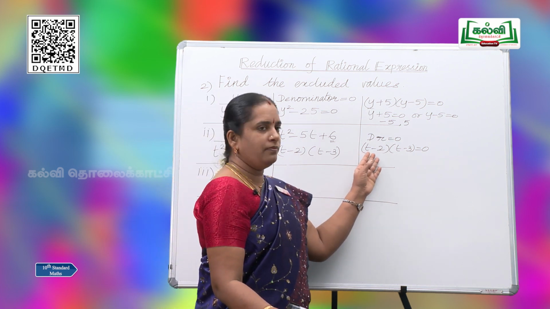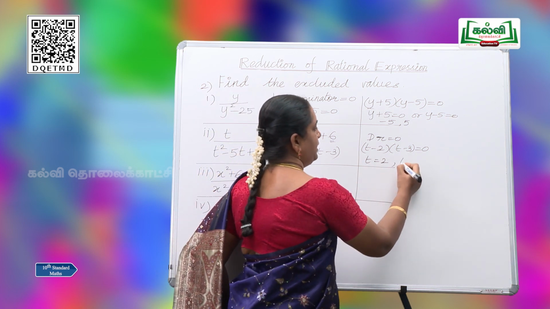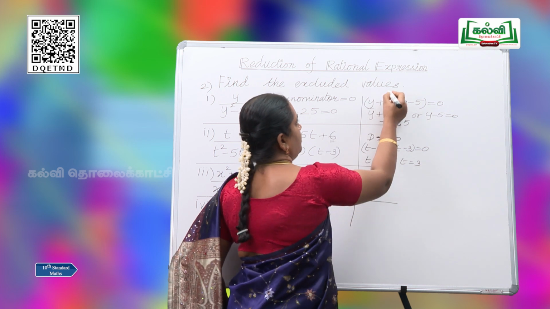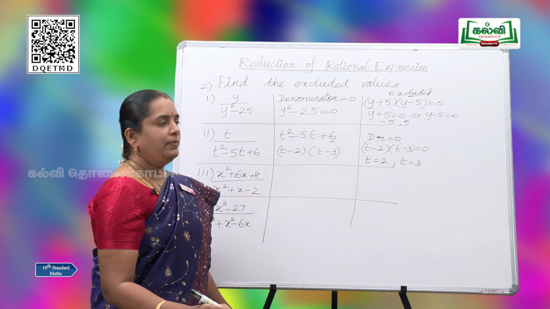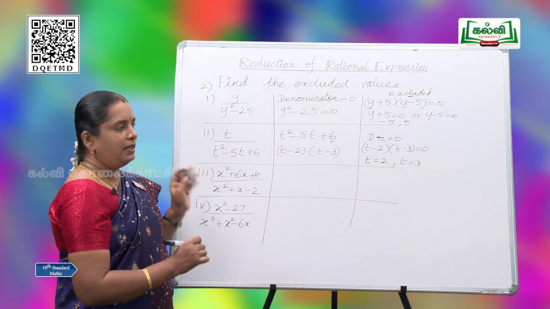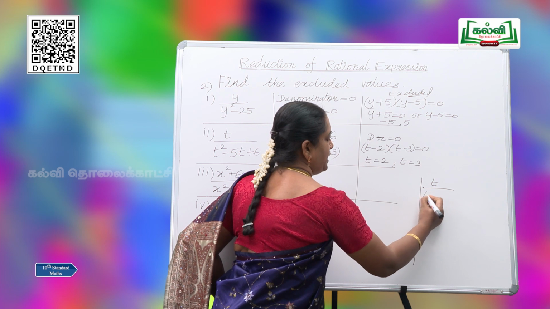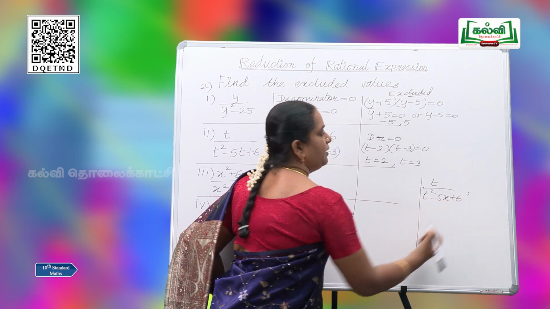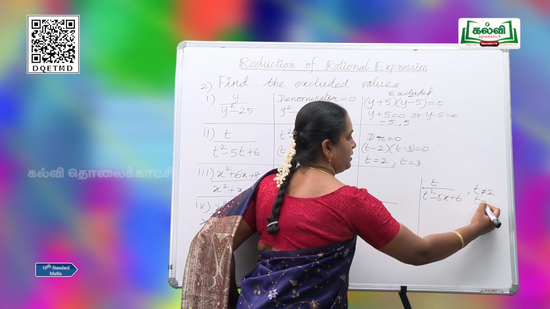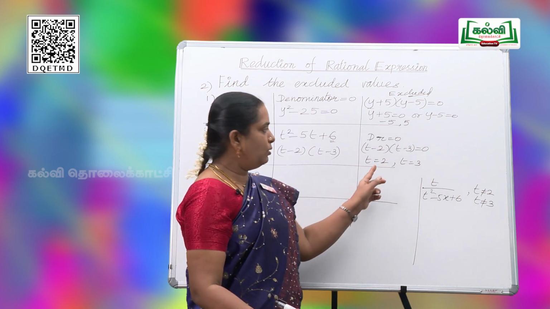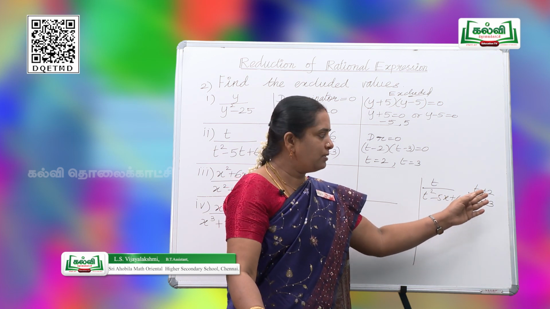So, these are the values we have to exclude, that is, t equal to 2 should be excluded and t equal to 3 should be excluded. Okay. So, while we write this rational expression, we say t by t square minus 5t plus 6 is a rational expression where t is not equal to 2 and t is not equal to 3. So, these two values should be removed. We should not take the values 2 and 3.